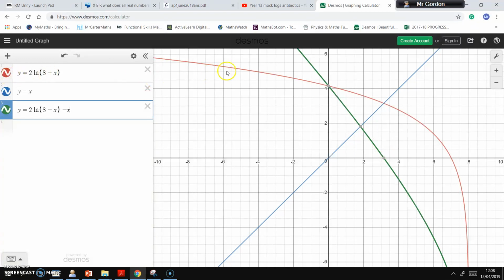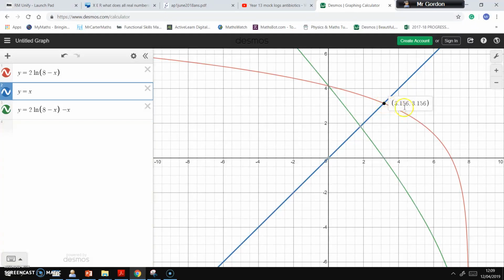So the red line is the natural log curve that we had. The blue line is y equals x, and the intersection point, you can see, is in fact 3.156. So it is between 3 and 4. What I did was I set the equations equal to each other, and then I set y equal to 0. And you get this new green function here.